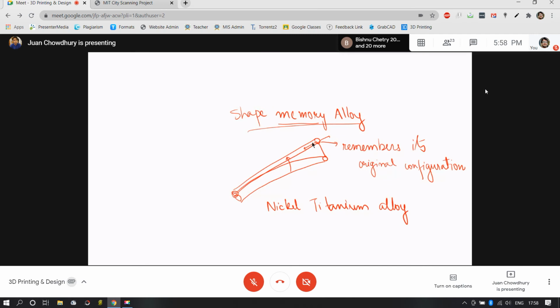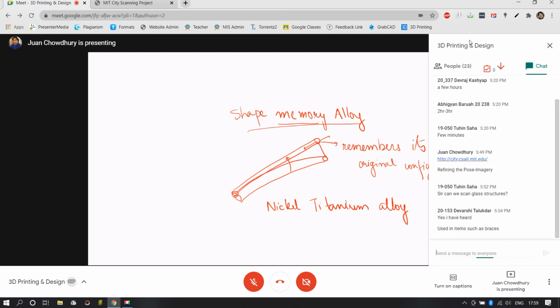Okay, so what can we conclude out of this? How is it relevant to the 3D printing process? Anybody? Anyone? What can we conclude from here? How can we use this in any 3D printing process? Any answers? Okay, no problem.